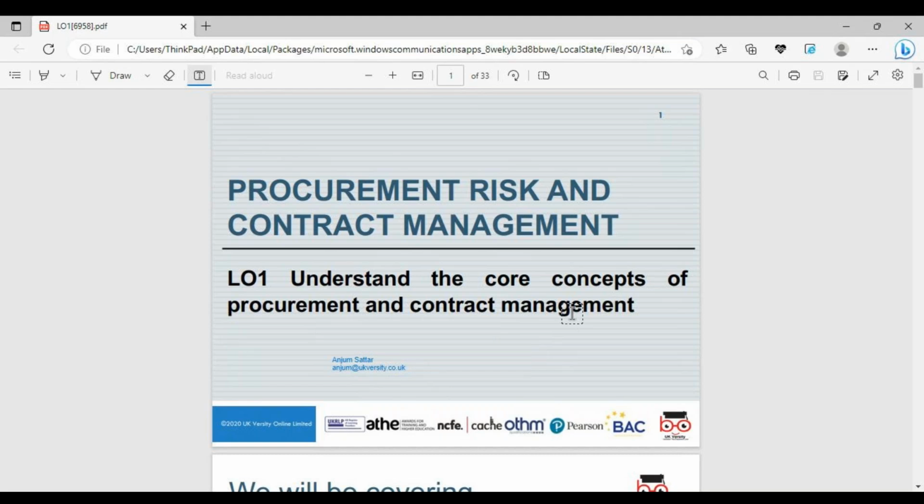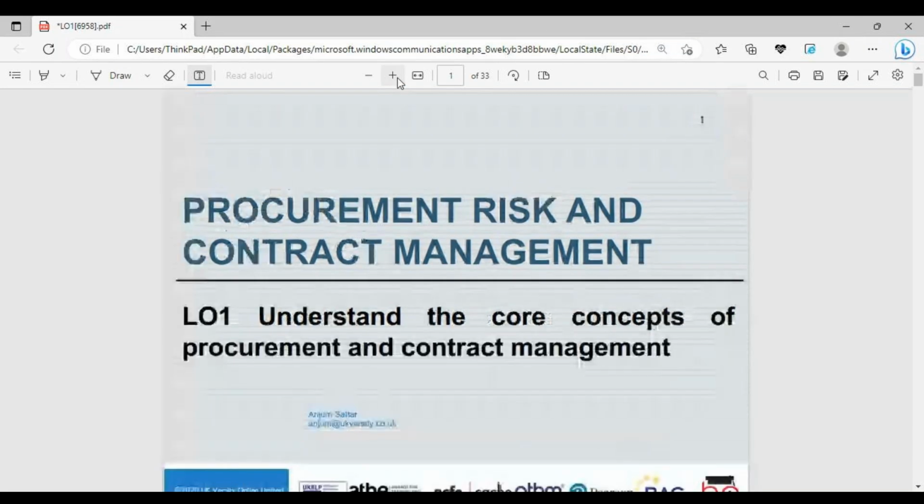For this module, we have 4 learning outcomes. We'll deliver one learning outcome in every lesson, and in 4 lessons we'll complete the unit, and in the 5th we'll do the assignment discussion. Okay, so first learning outcome. We'll go through the title of the unit 2, OTHM Level 7, Procurement Risk and Contract Management.